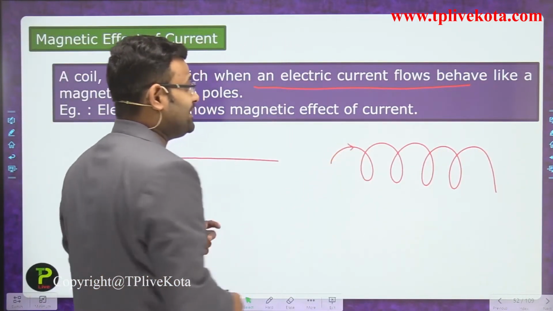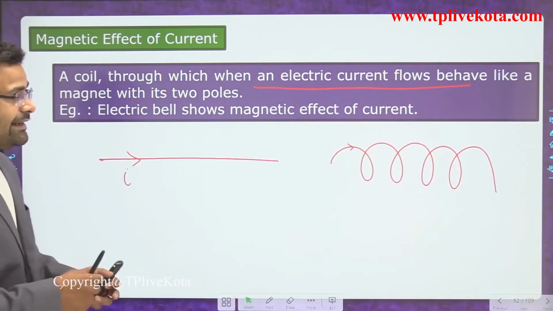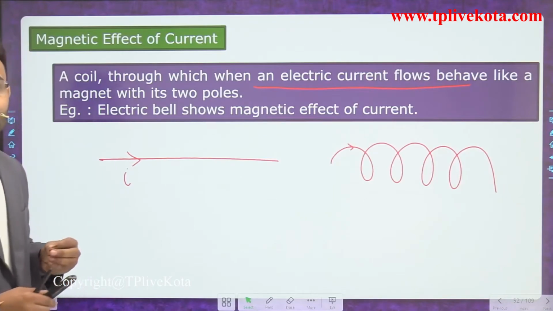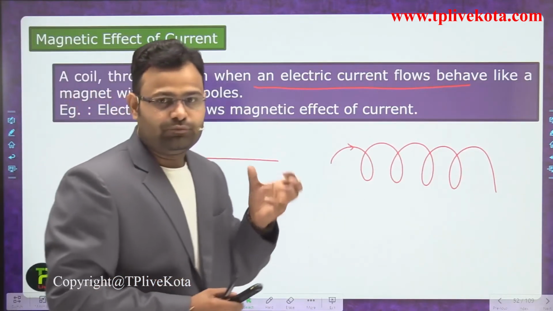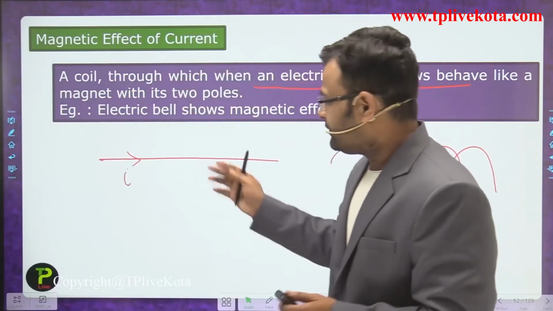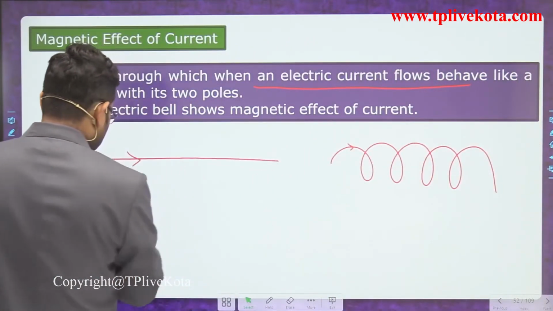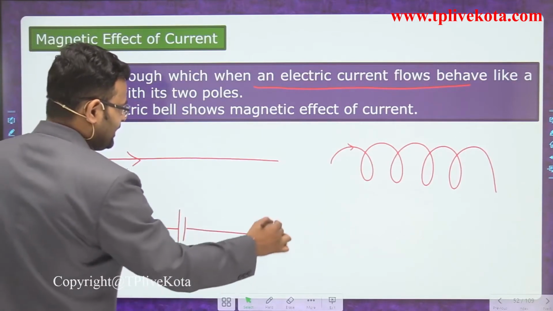That is a coil. Now if current is flowing through that coil, what is happening, guys? A magnetic field is developed across that wire. If you want to prove whether a magnetic field is produced or not, let's take a small battery and connect it to a wire.